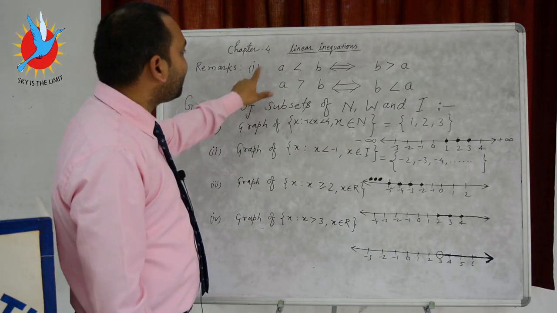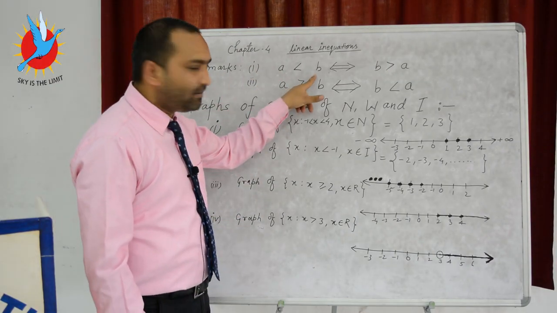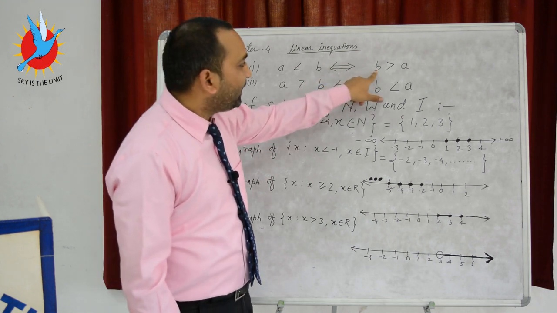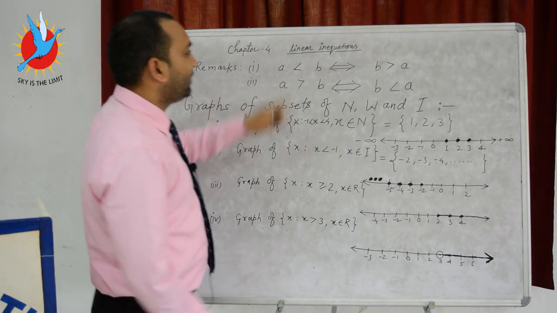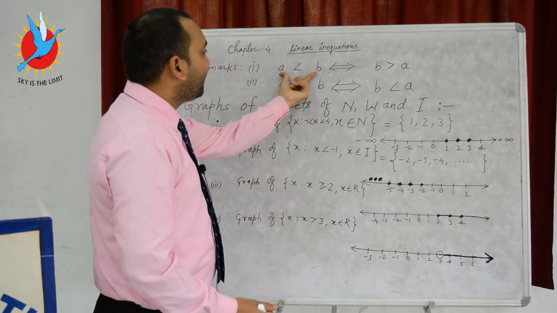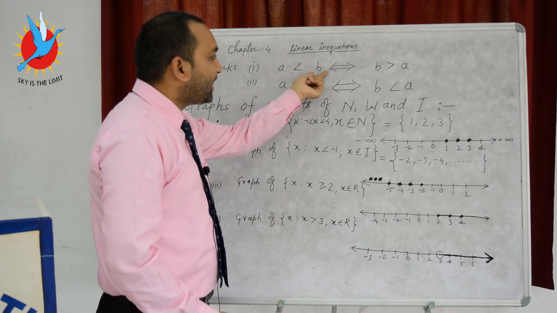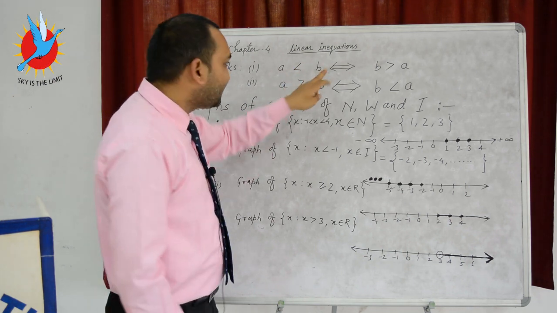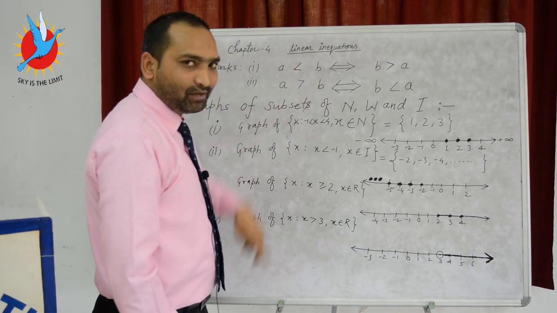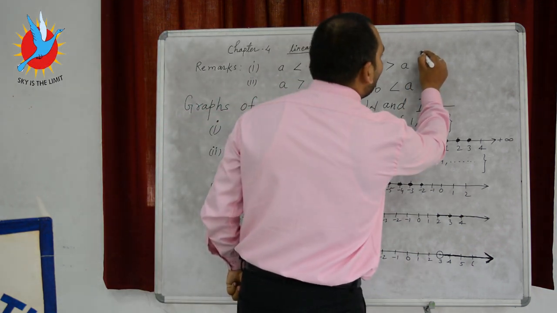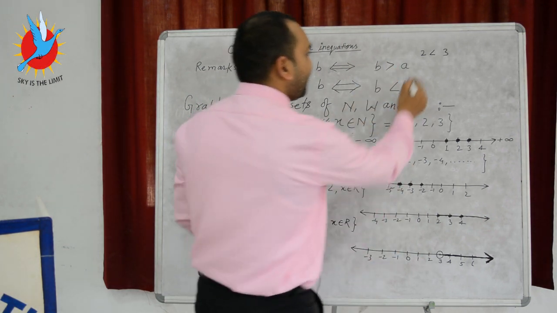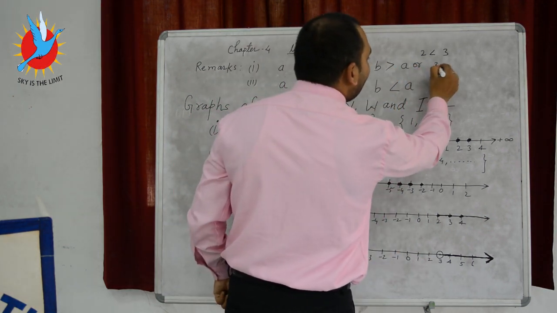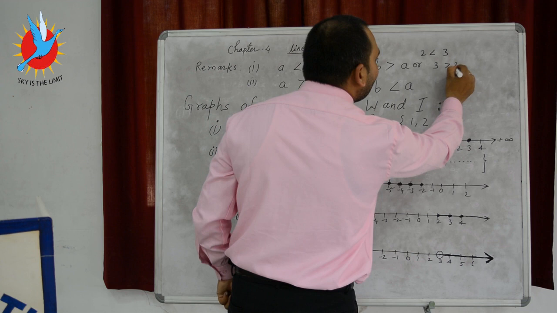Remarks first: if A is less than B, then B is greater than A. It means if any two numbers are compared and the first number is less than the second number, then we can say that the second number is greater than the first number. Like 2 is less than 3, so we can write 3 is greater than 2.